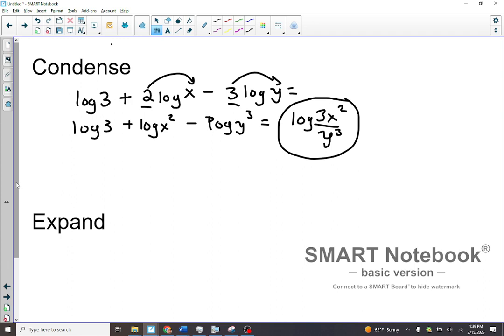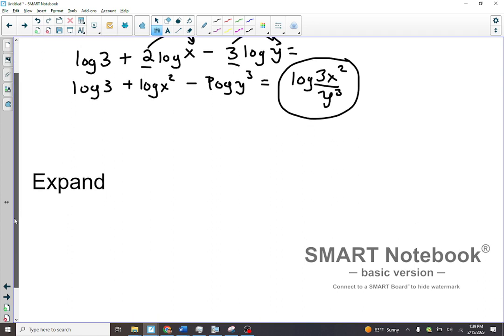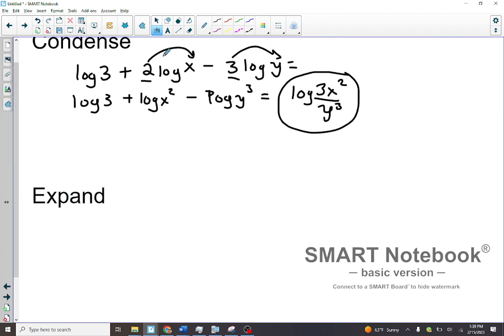Okay. So condensing is when you have multiple logs and you combine them. Expanding is basically the opposite. You're going to be given a single log. Let's say log 7 x to the third divided by a y.